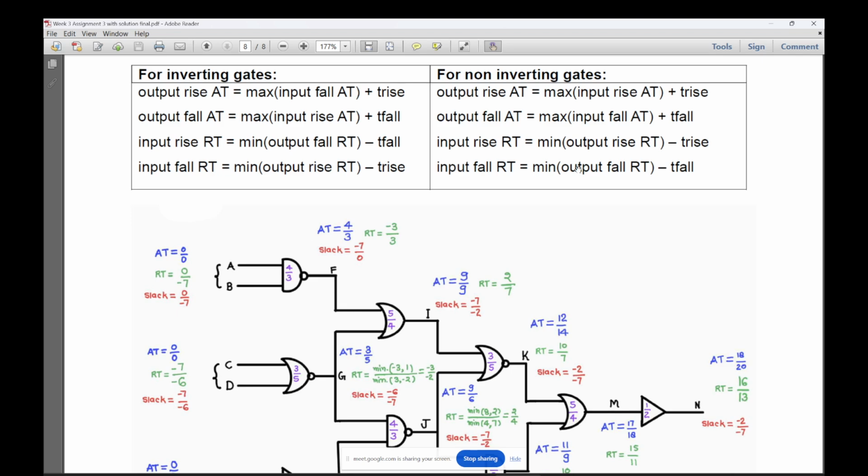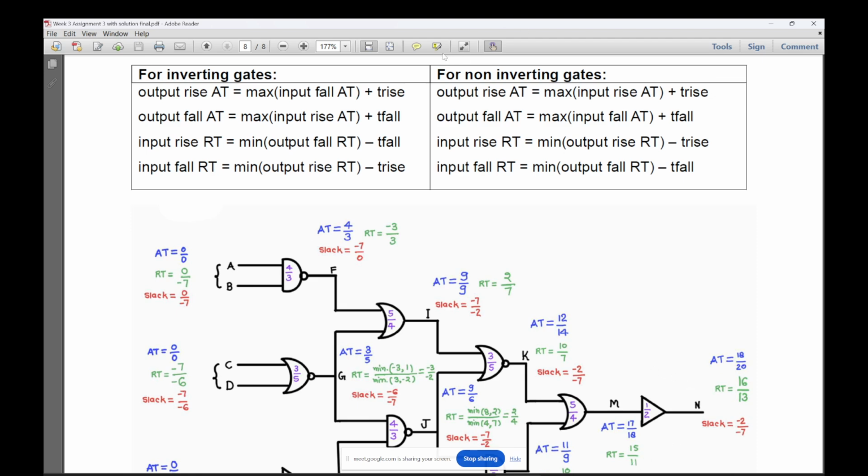Similarly, you have the output fall required time, which is 13, because this is the output of the gate. Sorry, this is applicable for a non-inverting gate. If you are doing it for inverting, then the formulas will be different. So this is a buffer. That's why it is 13 minus 2, which is 11.